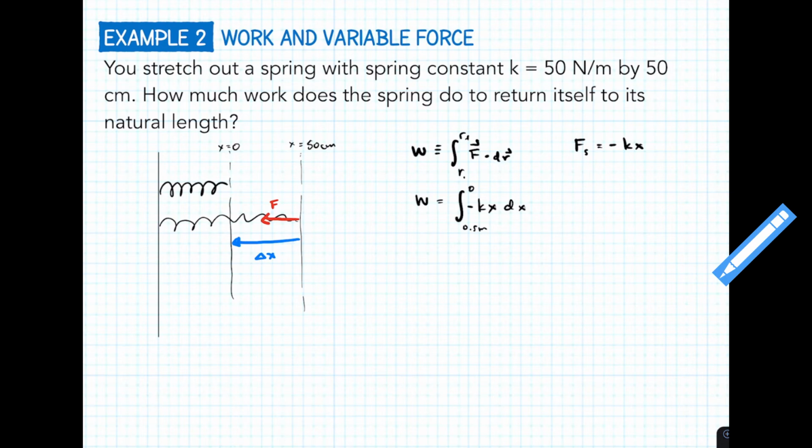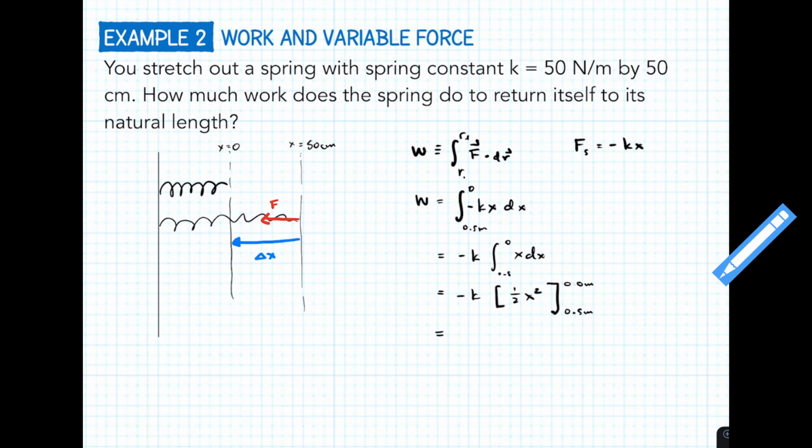So, what's the integral of x dx? X squared over 2. Yeah, x squared over 2. So let's pull out the negative k. This is just the integral from 0.5 to 0 of x dx. You can rewrite this as negative k times 1/2 x squared from 0.5 meters to 0 meters. And then we can plug in our numbers.